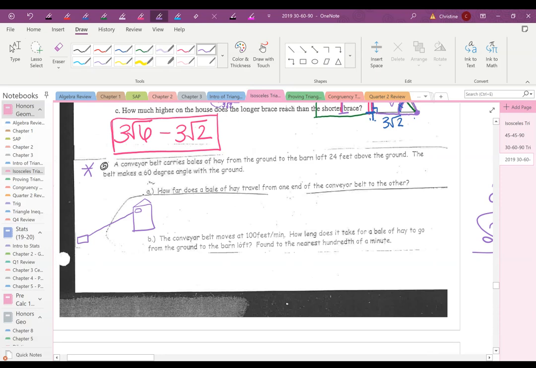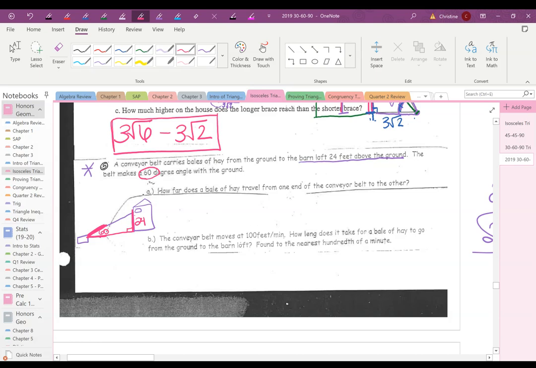So let's just read this again. The conveyor belt carries bales of hay from the ground to the barn loft 24 feet above the ground. So this is telling you that the barn loft is 24 feet above the ground. The belt makes a 60-degree angle with the ground. So again, here's the ground, not drawn to scale. The belt and the ground make a 60-degree angle. Again, very convenient.